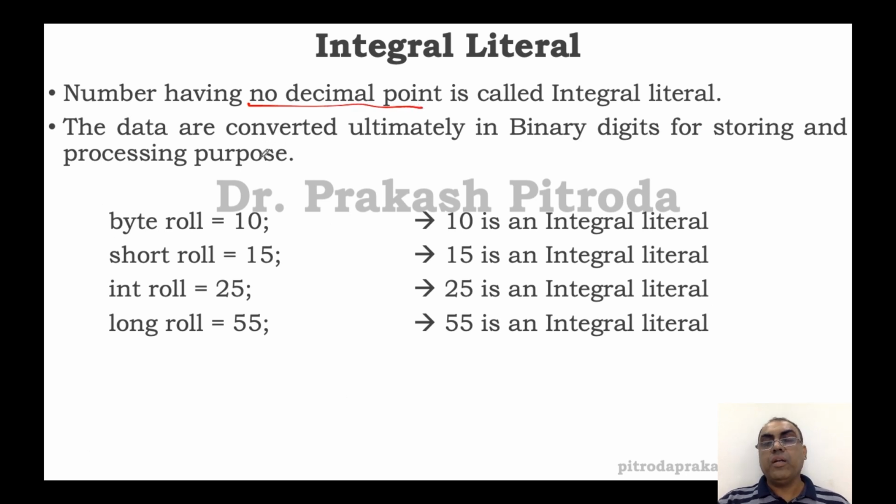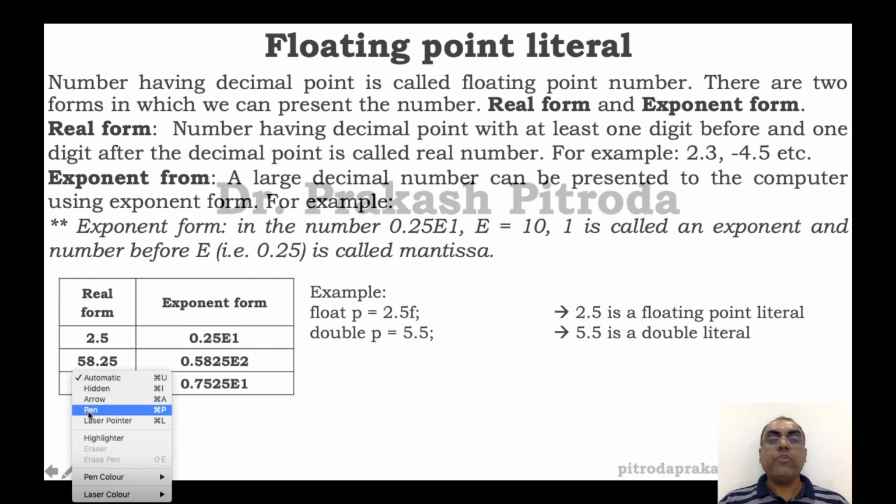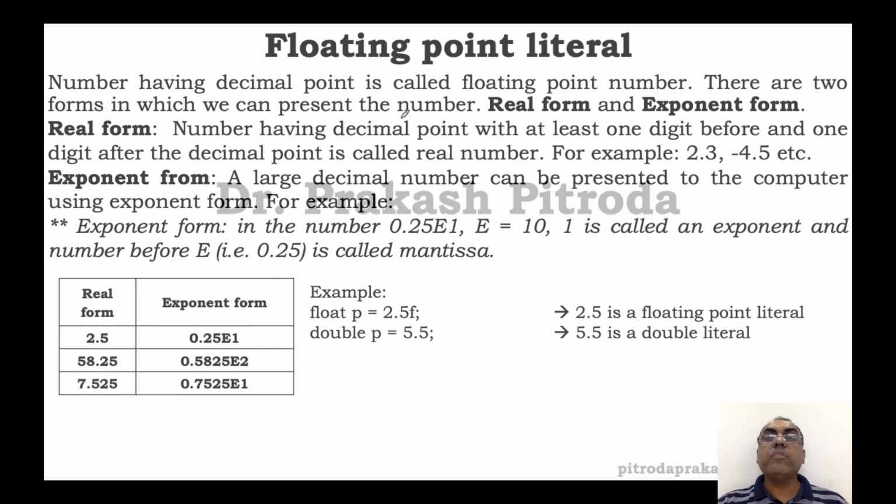The computer will ultimately convert all of them into binary, but to store an integral literal, I have been given 4 keywords: byte, short, int, long. These values have to be without decimal. You cannot apply a decimal at all. The moment it becomes a decimal, it is no more an integral literal, but it is called a floating point literal. When I say floating point, it means we are talking about a number with a decimal. It means it has to have one decimal point only with at least a digit.